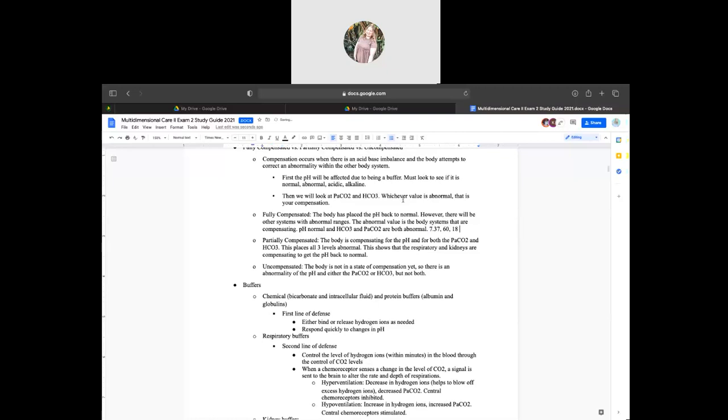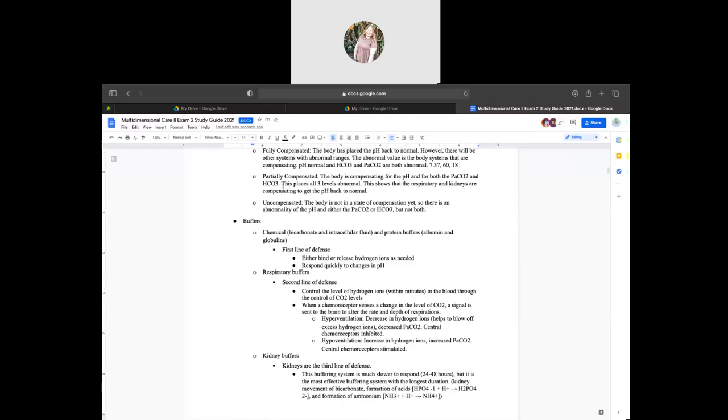That is what a fully compensated ABG looks like. This is normal, but it's leaning more towards the acidic side. This is definitely acidic, and this is definitely acidic. So this is a fully compensated ABG because both the lungs and the kidneys are working to get their body back up to a normal state.